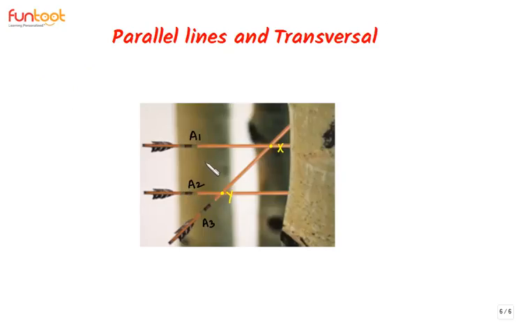Let's look at a real-life example. Here arrows A1 and A2 are parallel and arrow A3 is the transversal because it is intersecting the two arrows at point X and point Y.